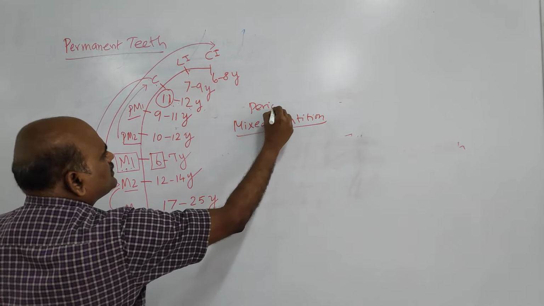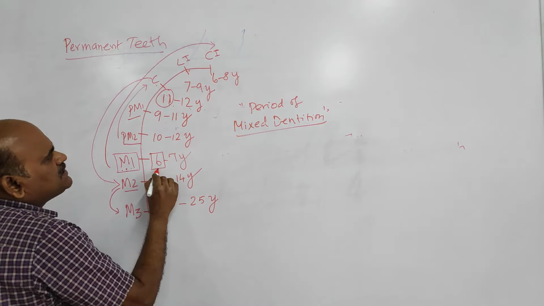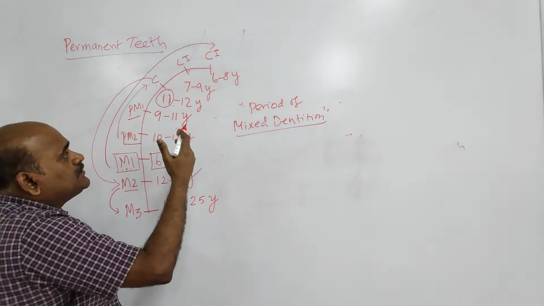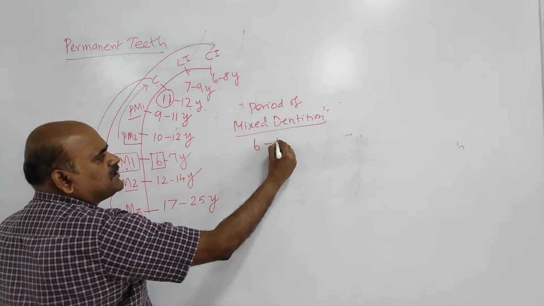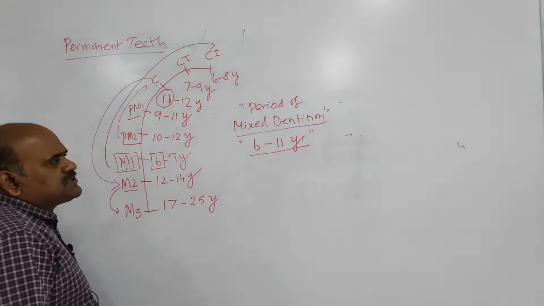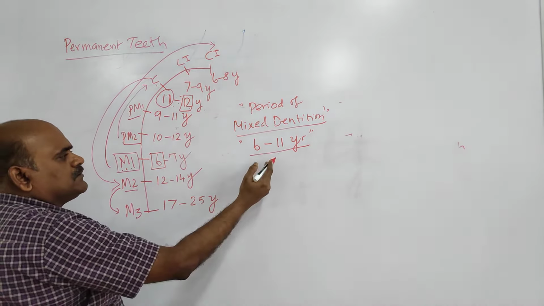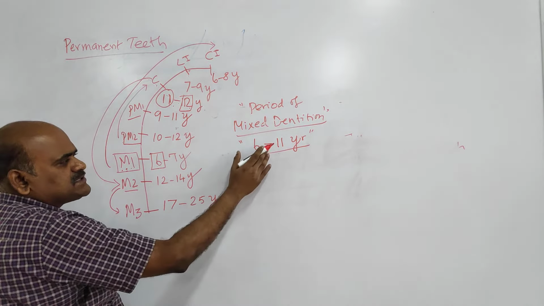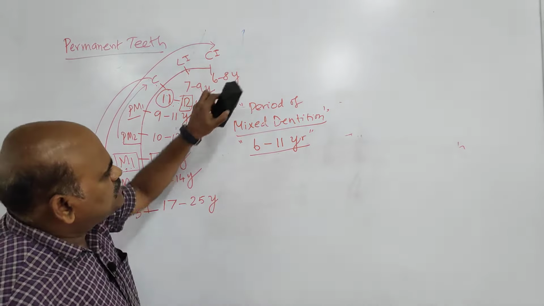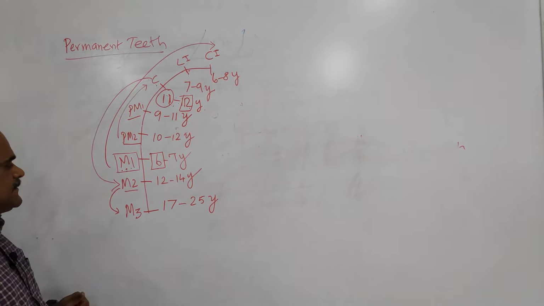The examiner may ask you what is the period of mixed dentition, which is very important. Then what is that age? From 6 years up to 11 years, because by 12 years all the permanent canines should have erupted. So it is better to keep 6 to 11 years as the age of the period of mixed dentition. Some books have given it as 6 to 12 years. So generally we can keep 6 to 11 years as the period of mixed dentition. 6 to 12 years also you can write, nothing wrong in that. So hope you have understood this period of mixed dentition.